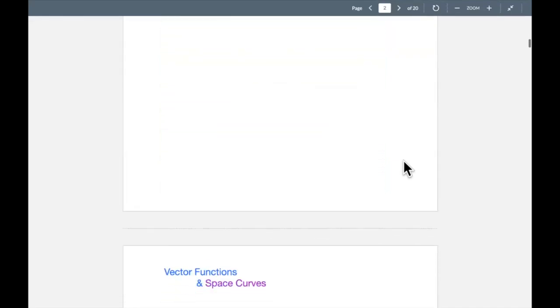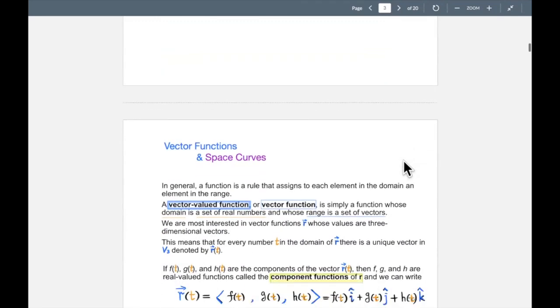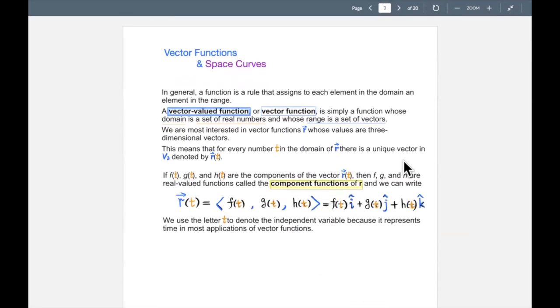Anybody have the idea? Well, remember in the past, for a function, the function value will be numbers, right? Real numbers. But in a vector function, the output will be a vector. So instead of outputting a number, it outputs a vector. Those are called vector functions. And we're most interested in vector functions where the output is going to be a three-dimensional vector, instead of two-dimensional.